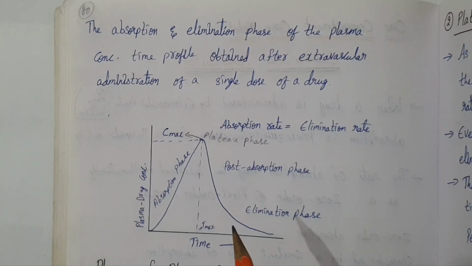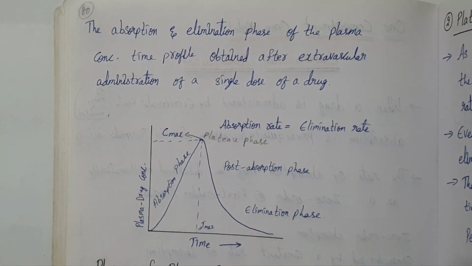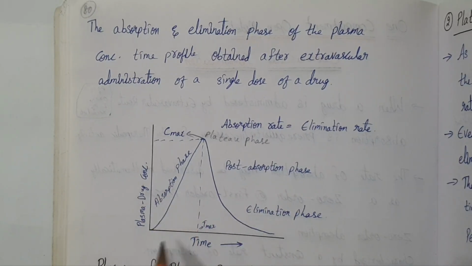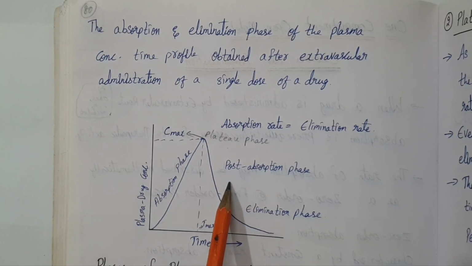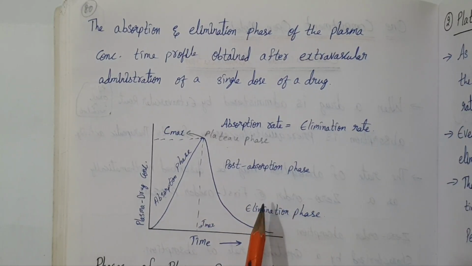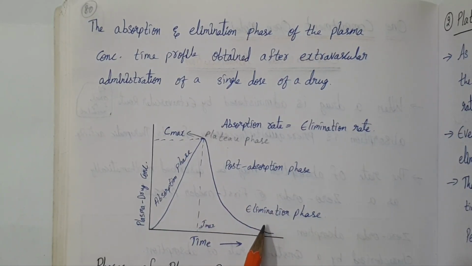After a single dose of an extravascular drug, the plasma drug concentration time curve can be divided into four main phases. First one is the absorption phase, then the plateau phase, followed by the post-absorption phase, and lastly we have the elimination phase.